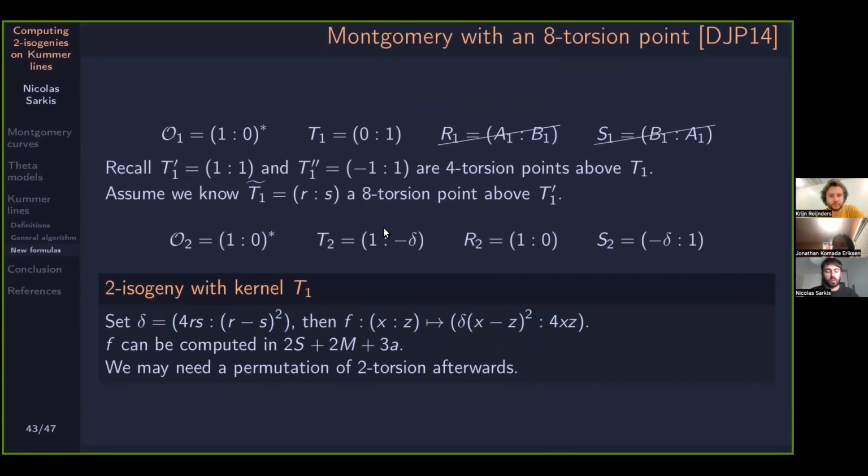You can get another model with the following formulas, which is also in 2 squares and 2 multiplications. And the only issue is that you need a permutation of the 2 torsion because it's not in the same order as previously, but if you want to do a correction, you only need that.